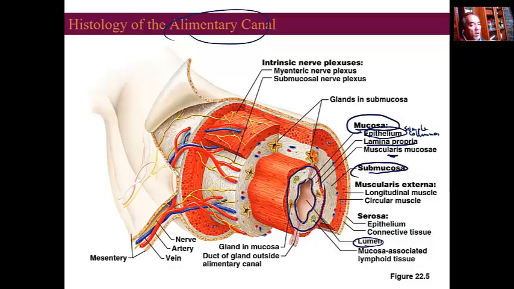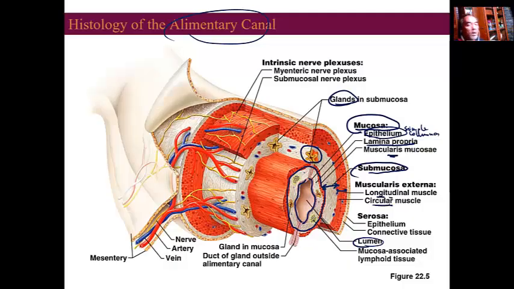The submucosa is from here to here. Now what is in the submucosa? Those are your gastric glands and your intestinal glands. Glands are actually located in the submucosa, but their ducts excrete out into the mucosa. Now, the next layer is the muscularis externa. The muscularis externa is made of two smooth muscles. One is longitudinal, and the other one is circular.